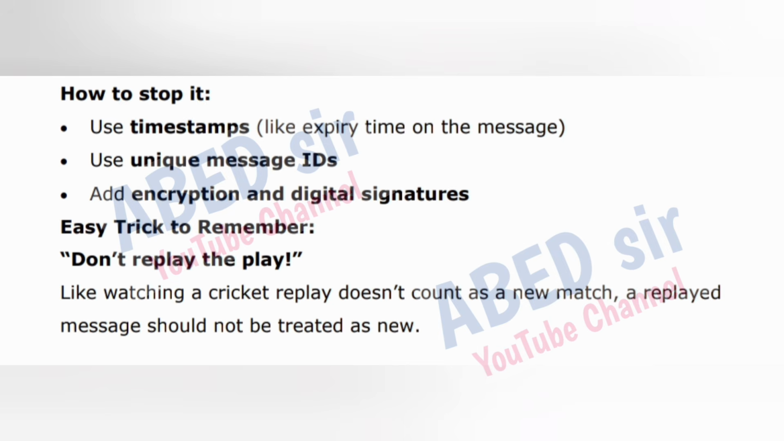How to stop it? Use timestamps, like expiry time on the message. Use unique message IDs. Add encryption and digital signatures. Easy trick to remember: don't replay the play. Like watching a cricket replay doesn't count as a new match, a replayed message should not be treated as new.